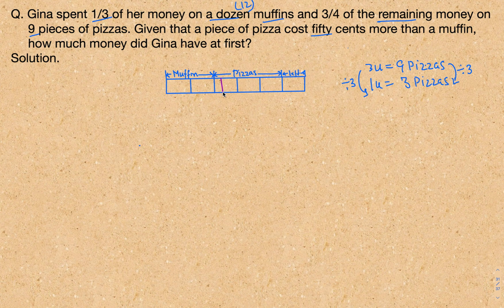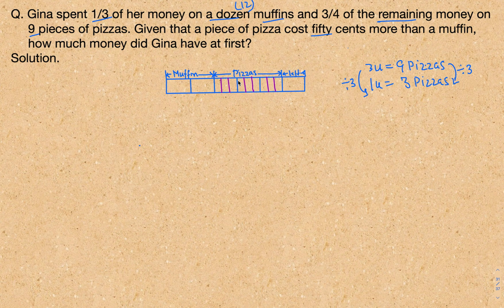Okay, see here, I'm dividing this 1 unit further into 3 parts. Why am I doing it? I'm doing this because I want to make Gina's 1 unit of money equal to the cost of 1 pizza. Now you can see here that she has spent 3 units on 9 pizzas.